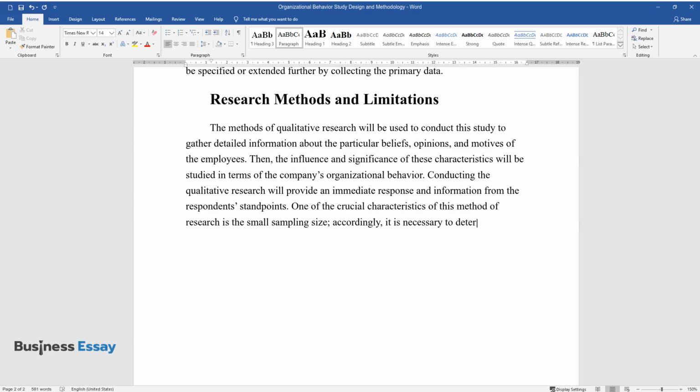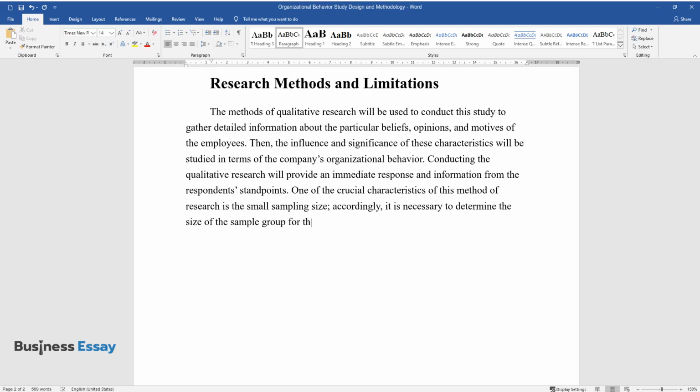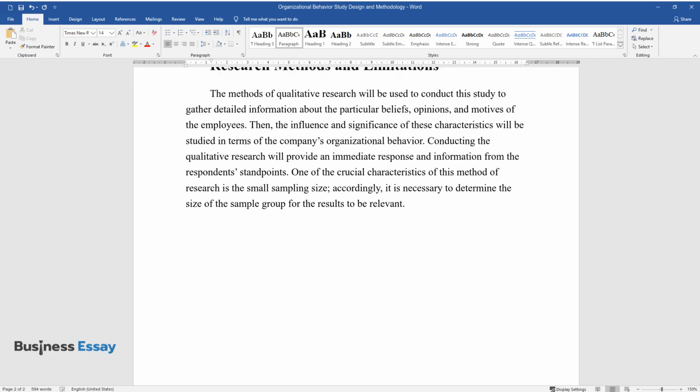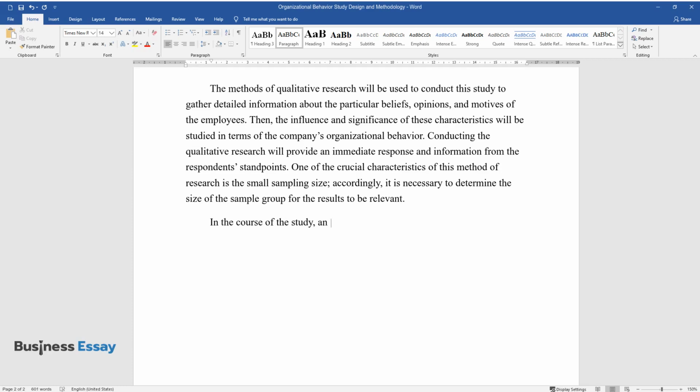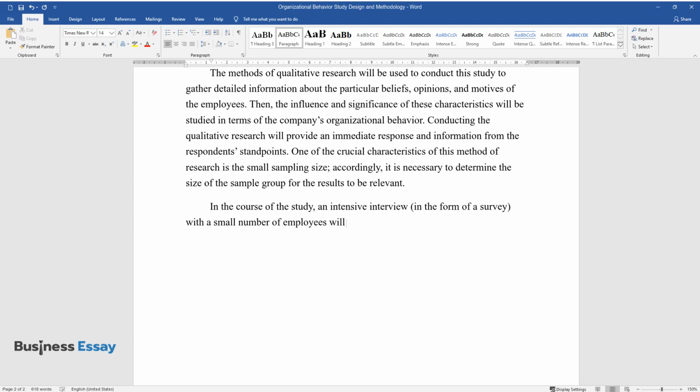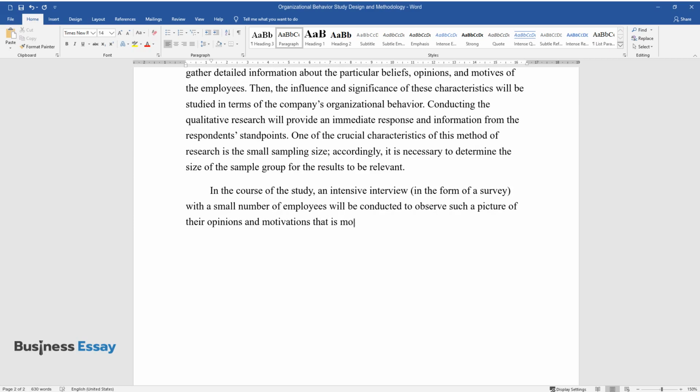Accordingly, it is necessary to determine the size of the sample group for the results to be relevant. In the course of the study, an intensive interview, in the form of a survey, with a small number of employees will be conducted to observe such a picture of their opinions and motivations that is more complete.